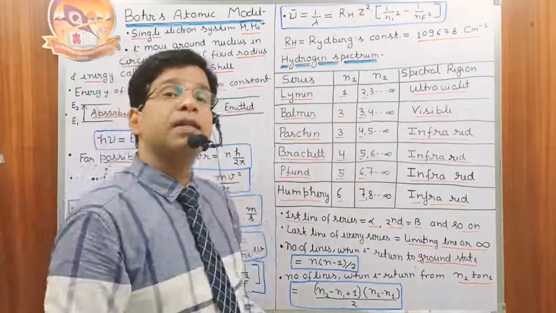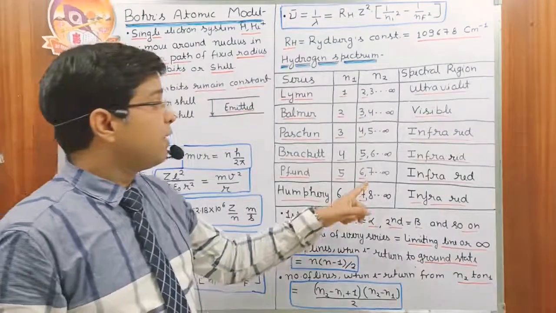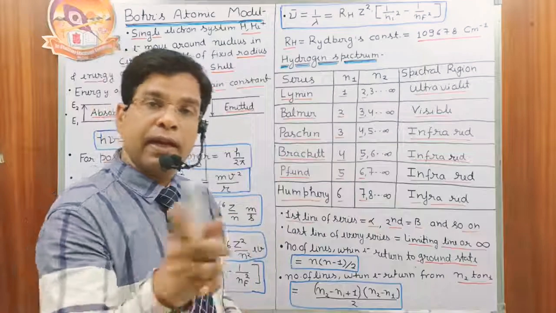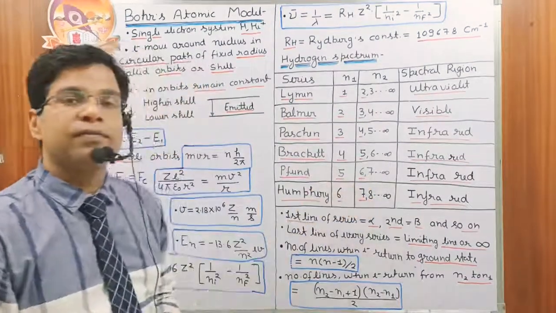Beta line represents the second line. What is the beta line of the Pfund series? Alpha line is the first line, which means 6 to 5. The second line is beta, when the electron transition occurs from 7 to 5.